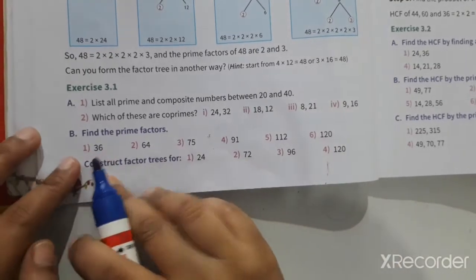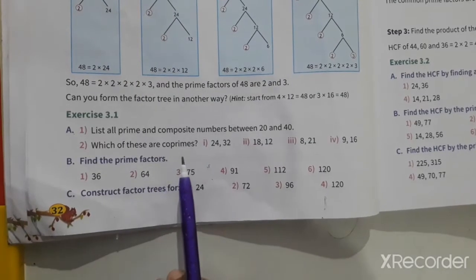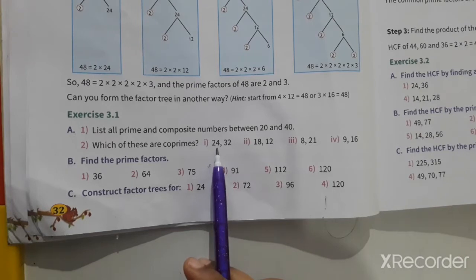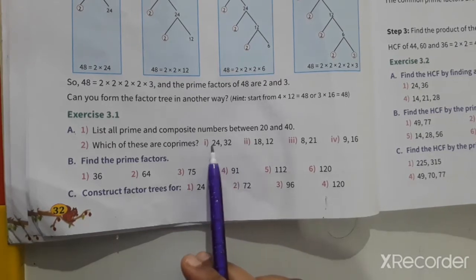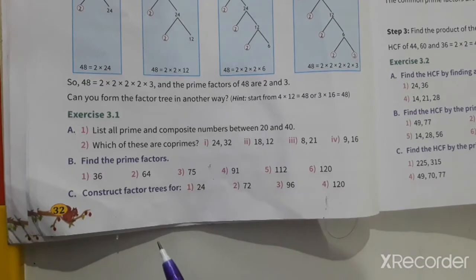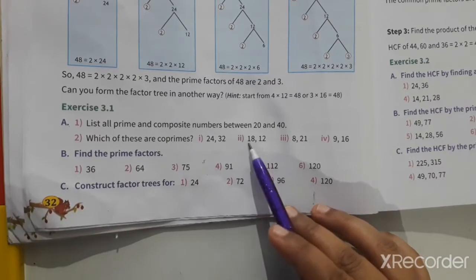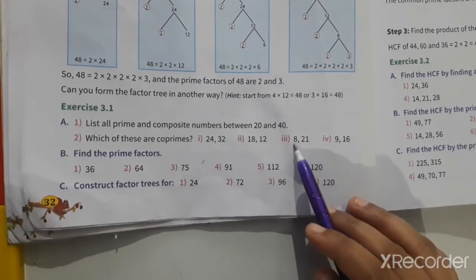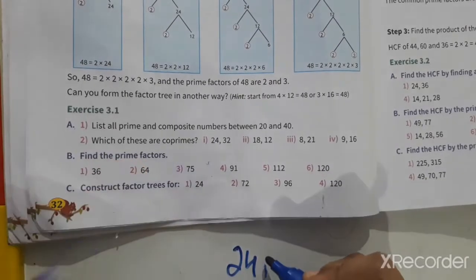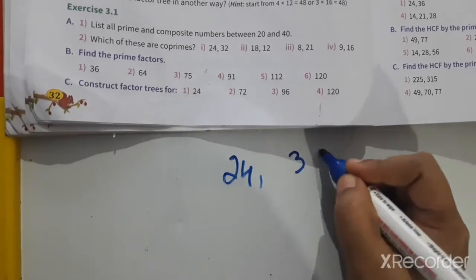Now here, find which of these are co-prime. Co-prime means only one common factor, then it is a co-prime number. After comparing 24 and 32, if only one common factor is there, then it is a co-prime number. 18 and 12, if only one common factor, then it is co-prime. We have to check 24 and 32.